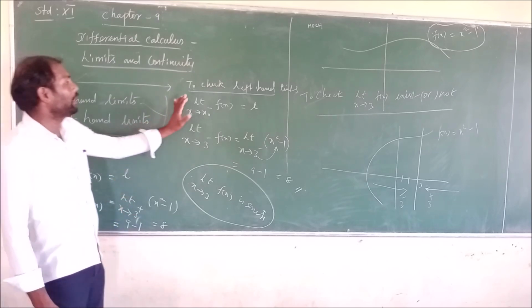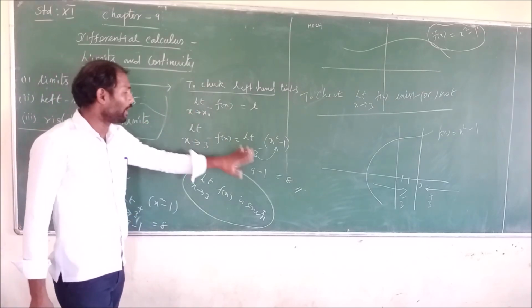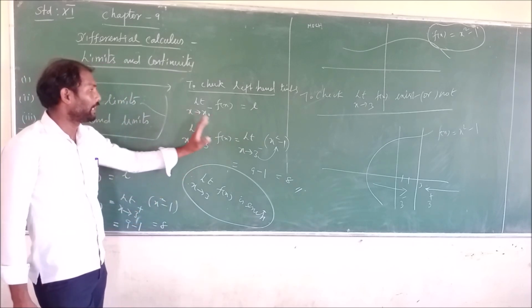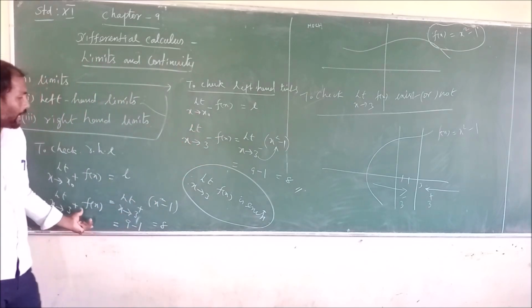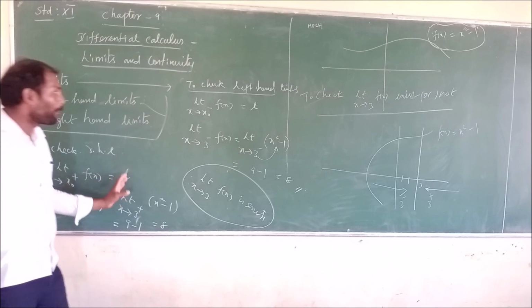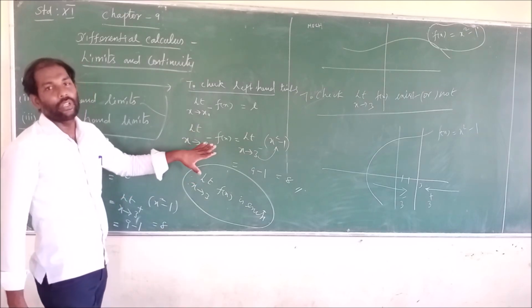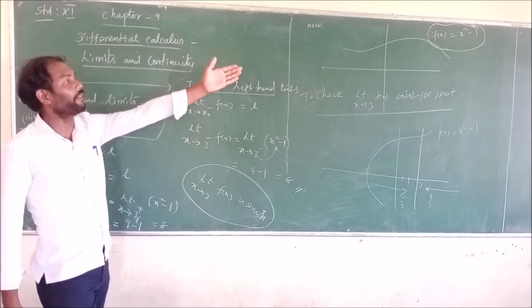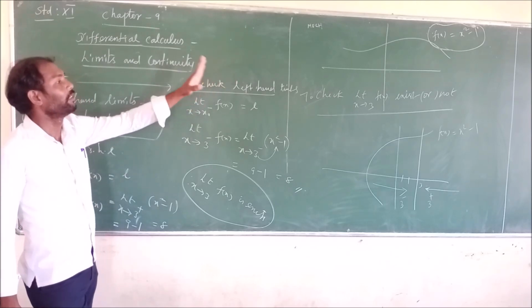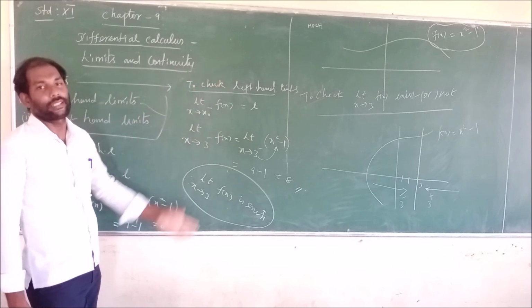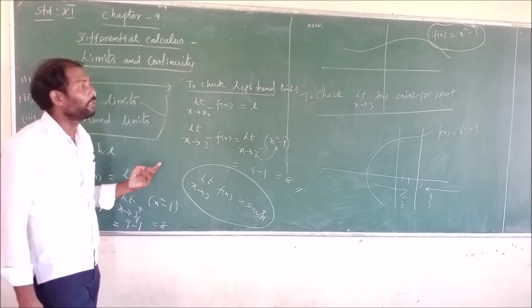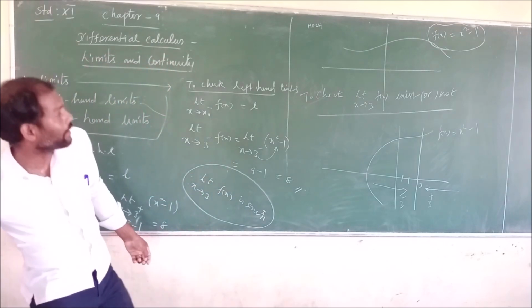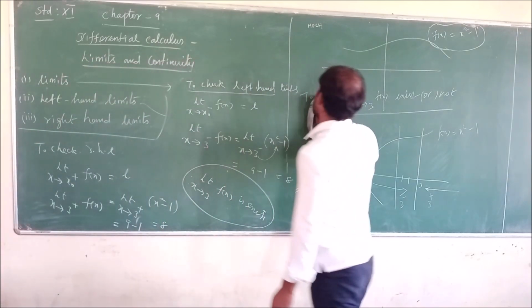If the left-hand limit and the right-hand limit both exist but are not equal, then the limit of the function does not exist. It is clear that the limit does not exist in three possibilities.